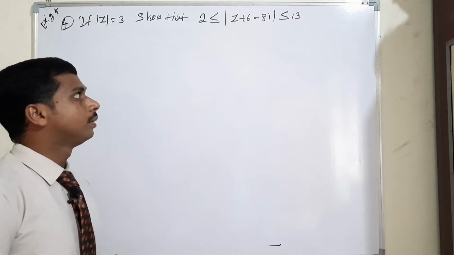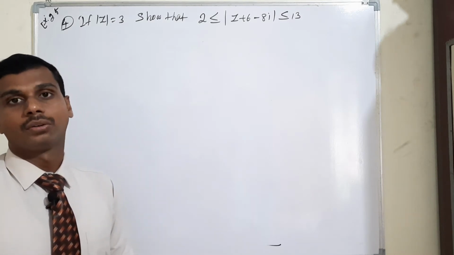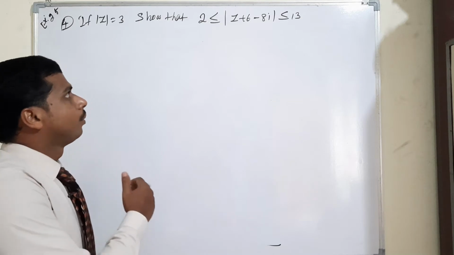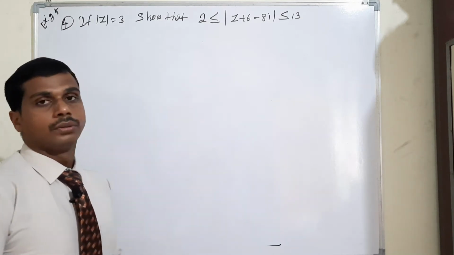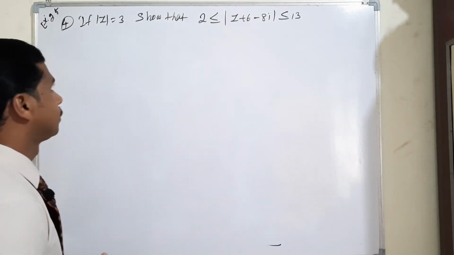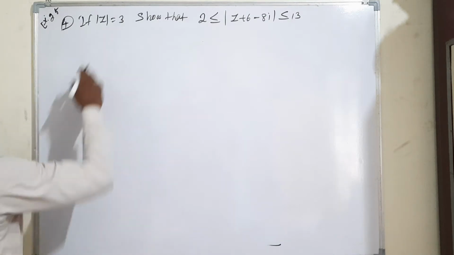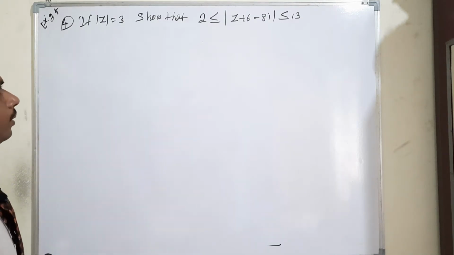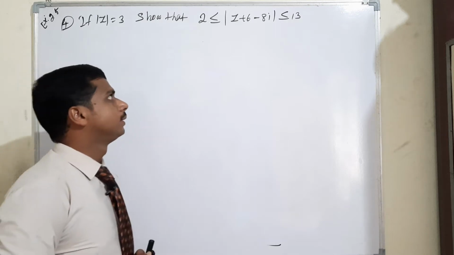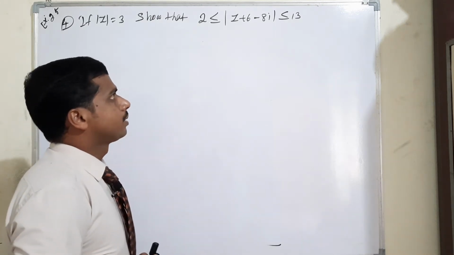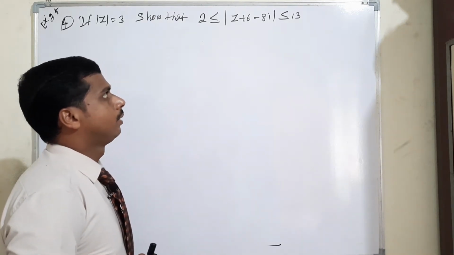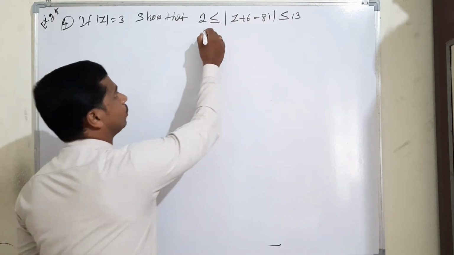Now, I don't know how many students have finished or not, so I would like to recall it one by one. This is one of the important 5-mark questions. Question: if modulus z is equal to 3, show that 2 is less than or equal to modulus of z plus 6 minus 8i, which is again less than or equal to 13. We have to show this condition.